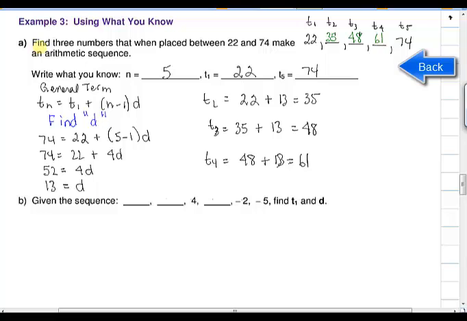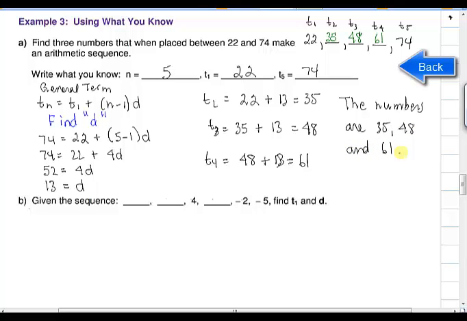So the three numbers that we've been asked to find are 35, 48, and 61.